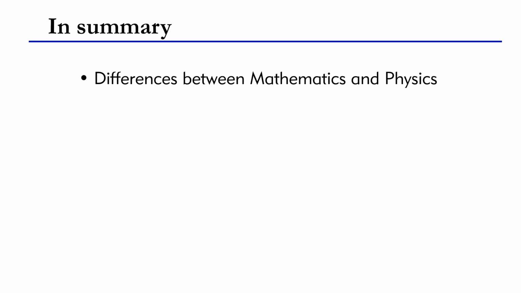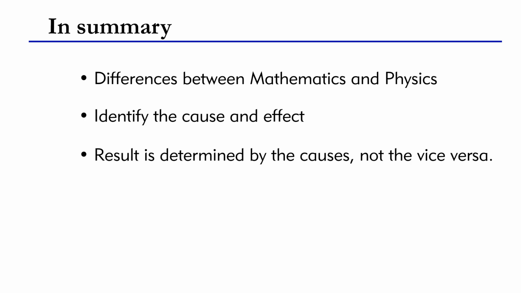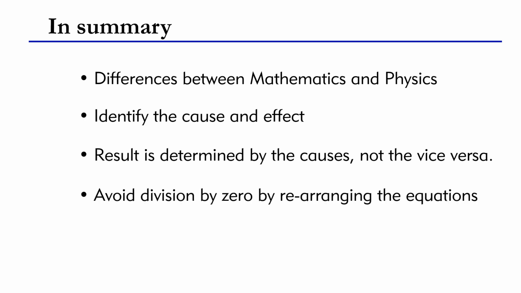In physics, the cause and effect must be identified clearly. Some variables will affect the others. They are the causes. The result is determined by the cause, but not vice versa. On the other hand, in dealing with mathematics, remember, in order to avoid division by 0, you should rearrange the equation so that no division by 0 is involved. When the equation is written as Q equal to C times delta T, you can put delta T equal to 0 and get the final result safely.